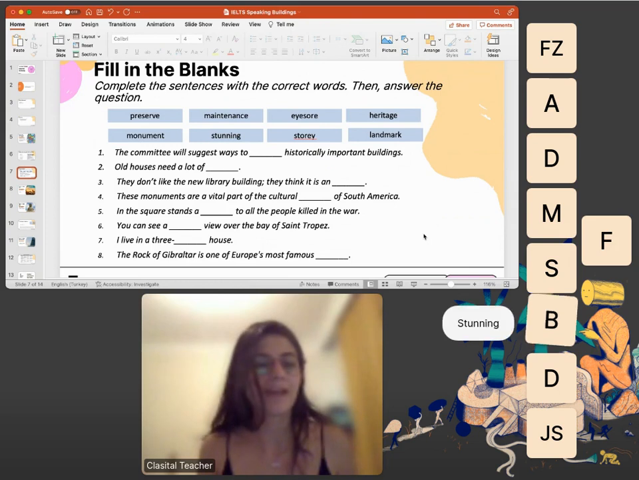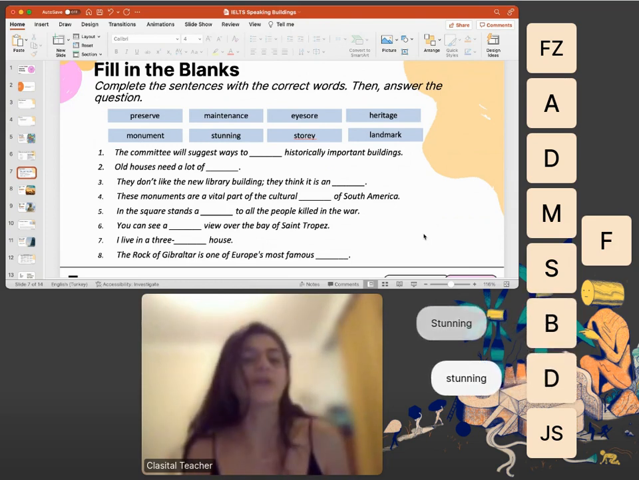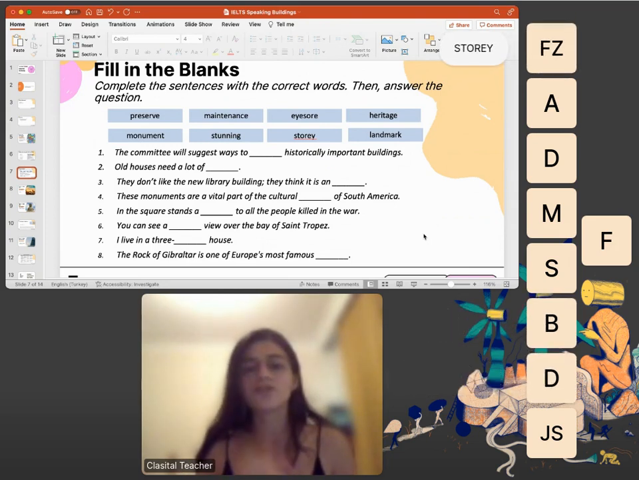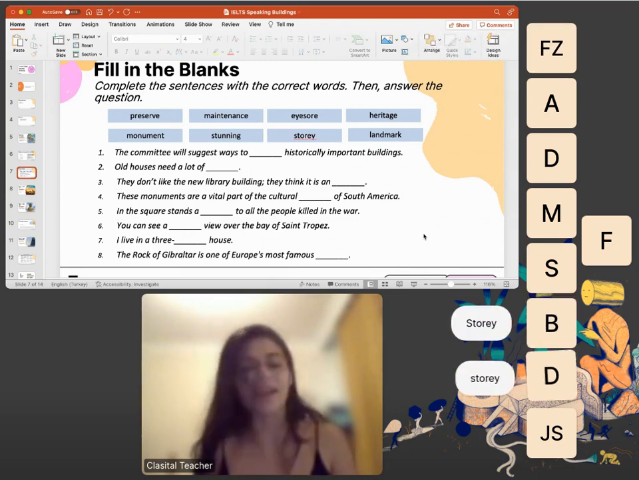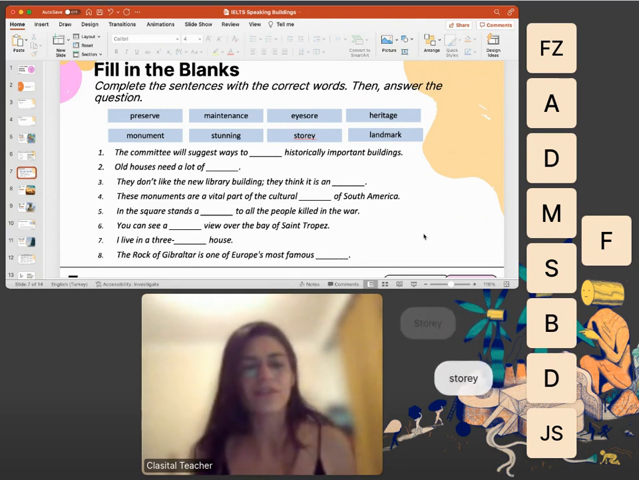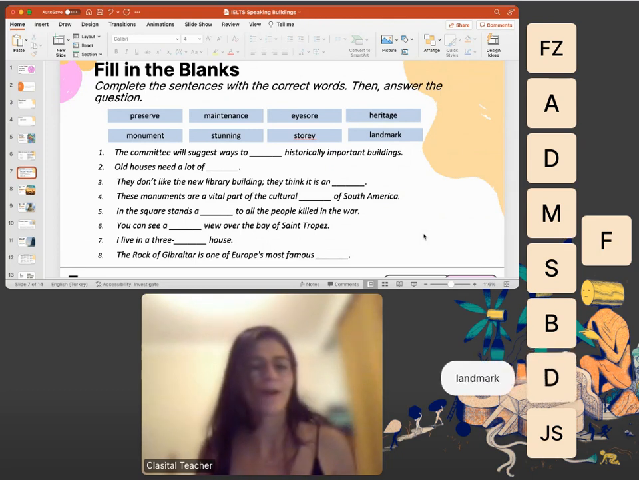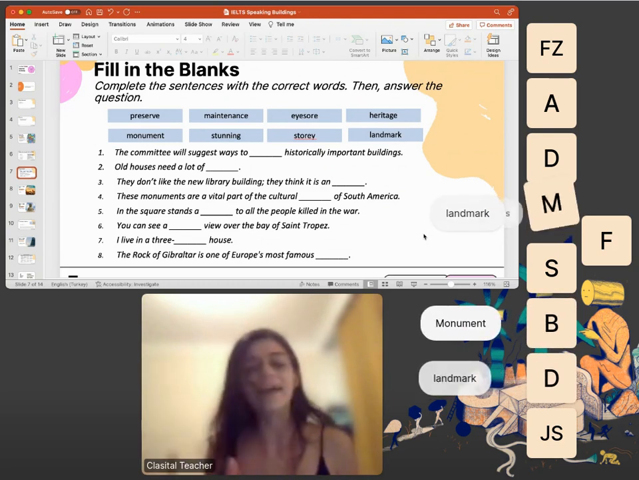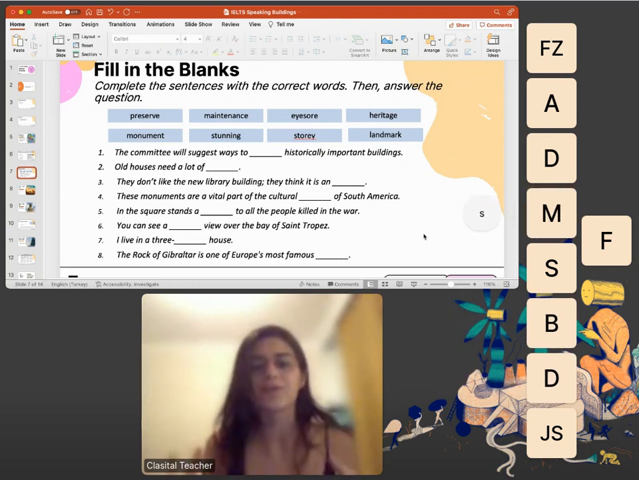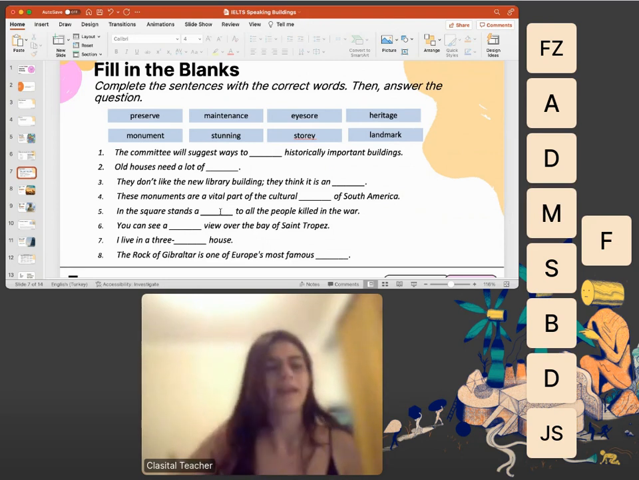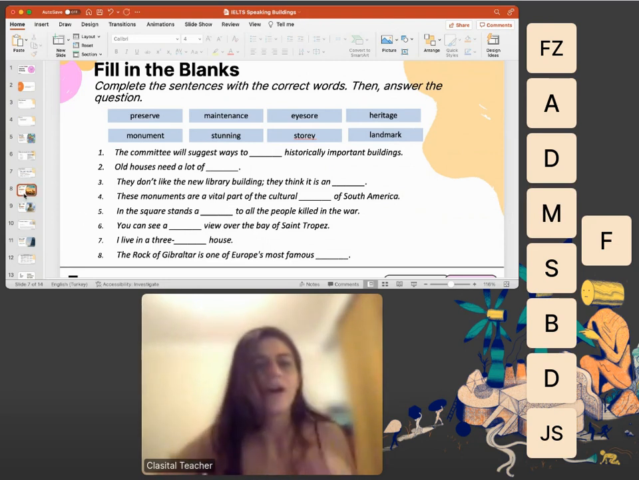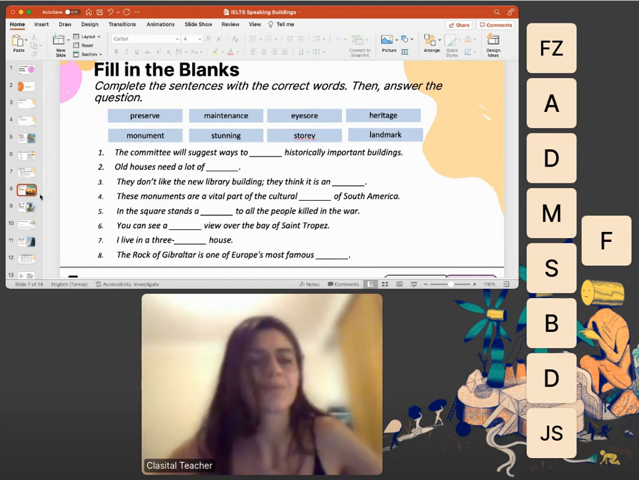You can see a stunning view, yes, over the Bay of St. Tropez. And the next one, I live in a three-story house, yes. I live in a three-story house. And the last one, the Rock of Gibraltar, is one of Europe's most famous, what? Landmark, yes, definitely. So it's really important for that culture. Yes, let's move on to our discussion.